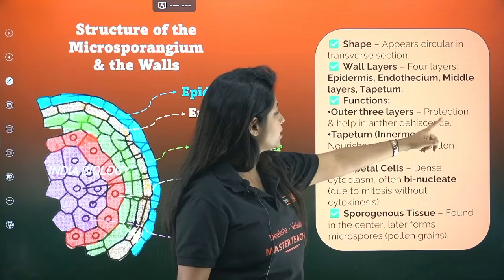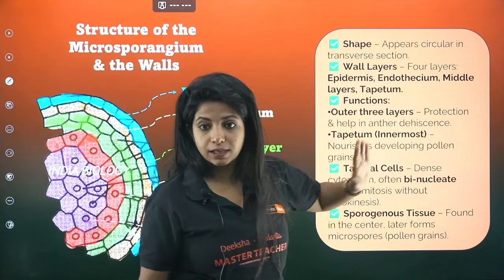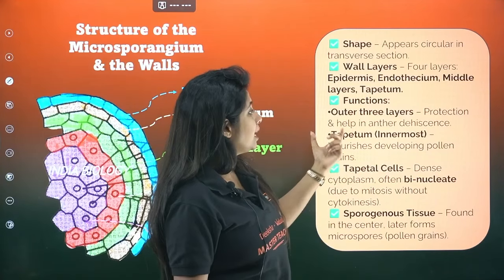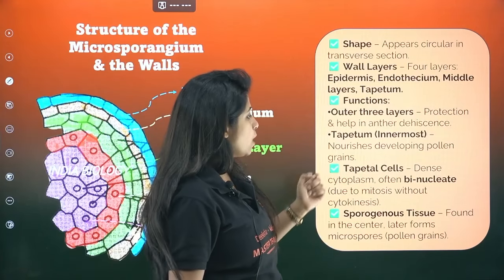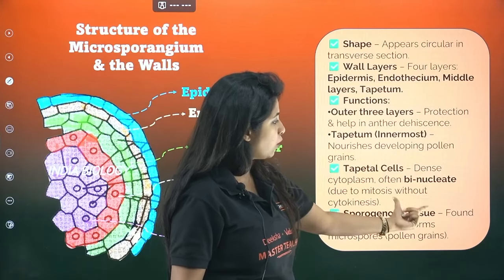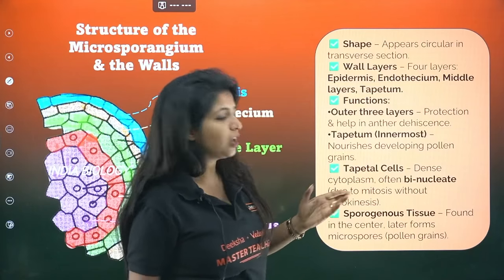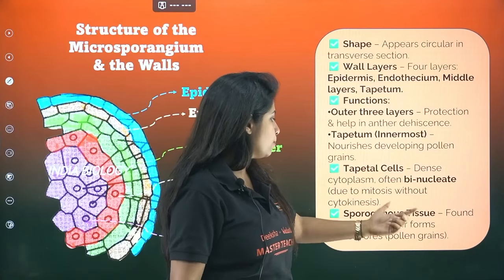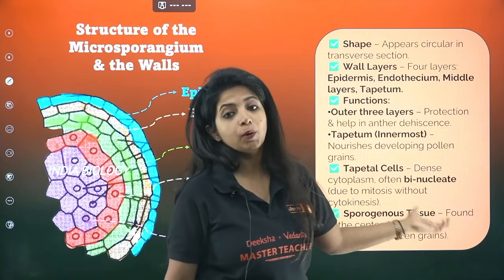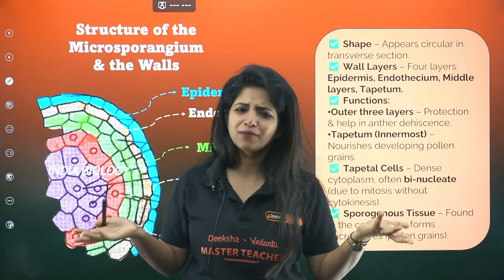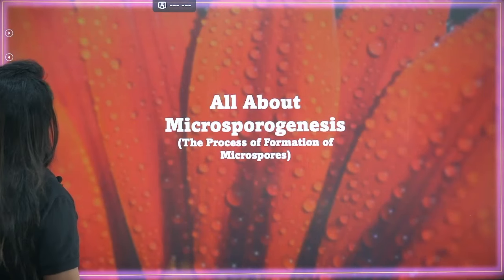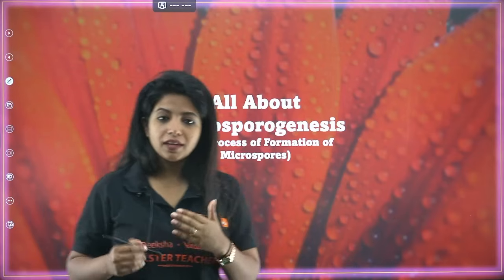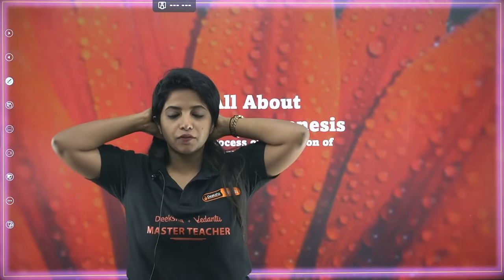So the outer three layers are for protection and for anther dehiscence. I already spoke about that. Tapetum is there for nourishing the developing pollen grains. Remember that. And tapetal cells have dense cytoplasm and often they are binucleate in condition. We know that. And the sporogenous tissue is at the center. It later forms the pollen grains. Yeah, ma'am, we all know all this. Yes, you guys know all this, which is why I am telling you, when we learn something, we are going to learn it very nicely in a way that we do not forget it.